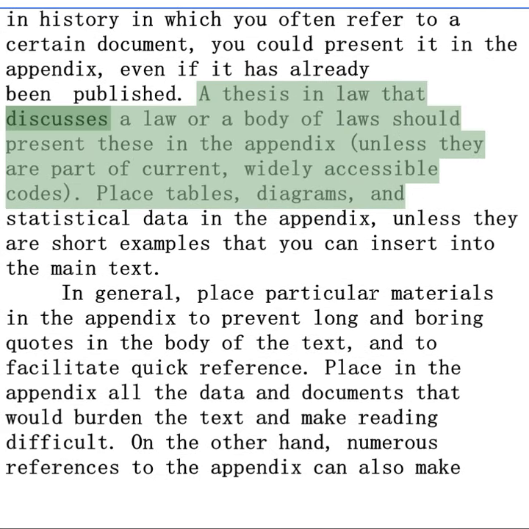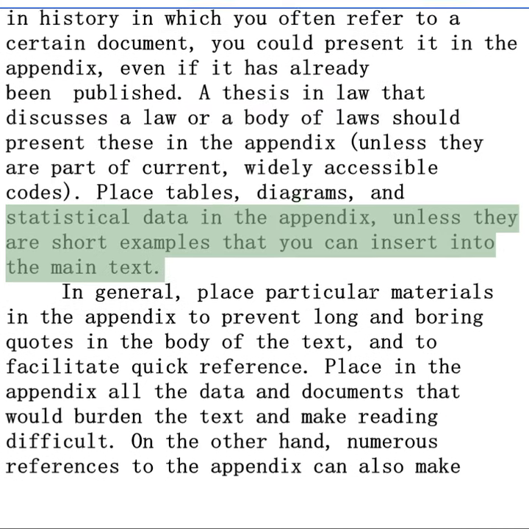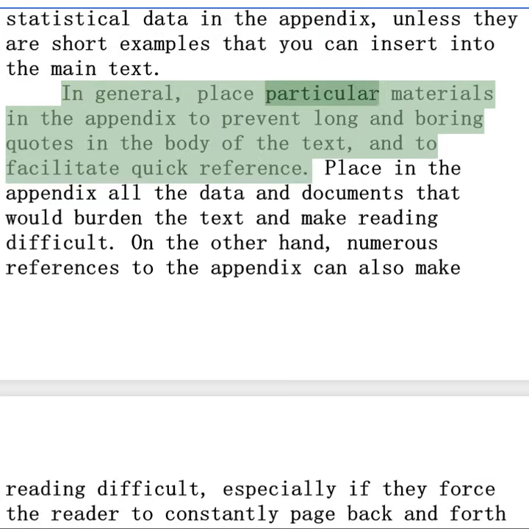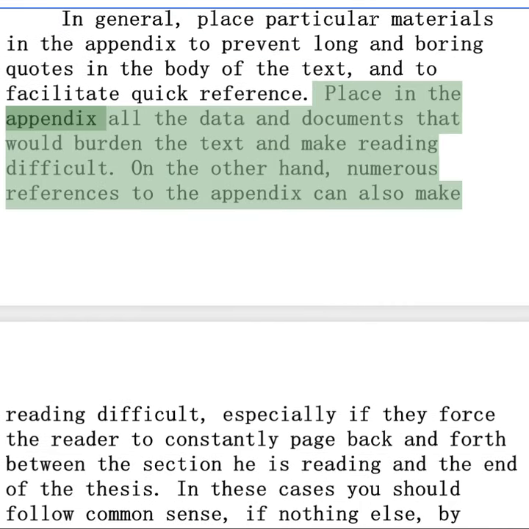A thesis in law that discusses a law or a body of laws should present these in the appendix. Place tables, diagrams, and statistical data in the appendix, unless they are short examples that you can insert into the main text. In general, place particular materials in the appendix to prevent long and boring quotes in the body of the text and to facilitate quick reference. Place in the appendix all the data and documents that would burden the text and make reading difficult.